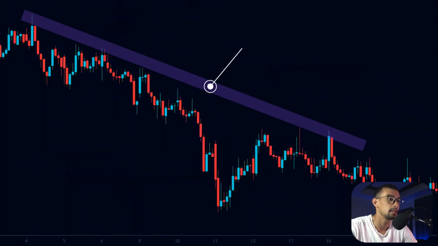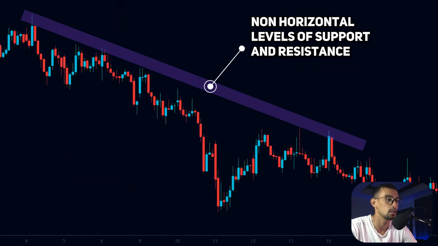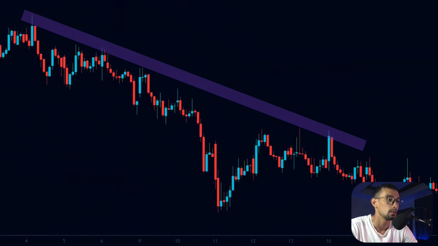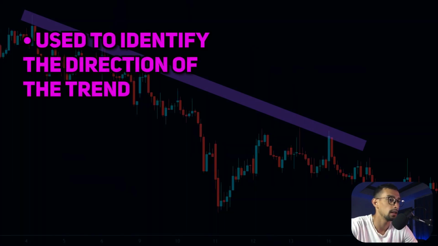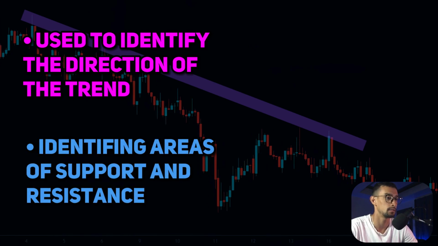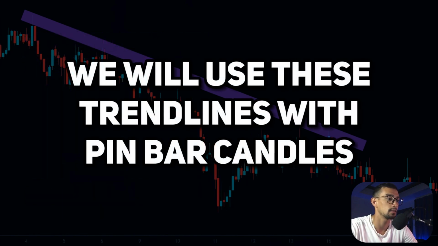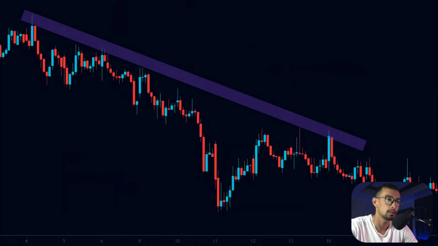Trend lines can be simply thought of as non-horizontal levels of support and resistance. Just like support and resistance, trend lines are also an integral part of technical analysis. Trend lines are used to identify the direction of the trend and help us in identifying areas of support and resistance. We will use these trend lines as confluence with pin bar candles to identify trade opportunities. So let's look at an example.